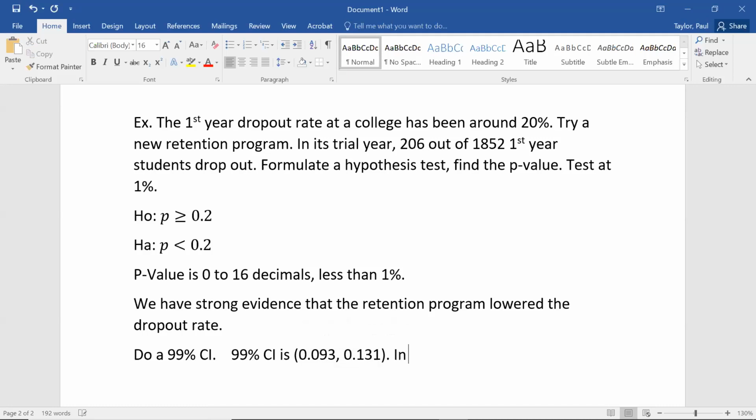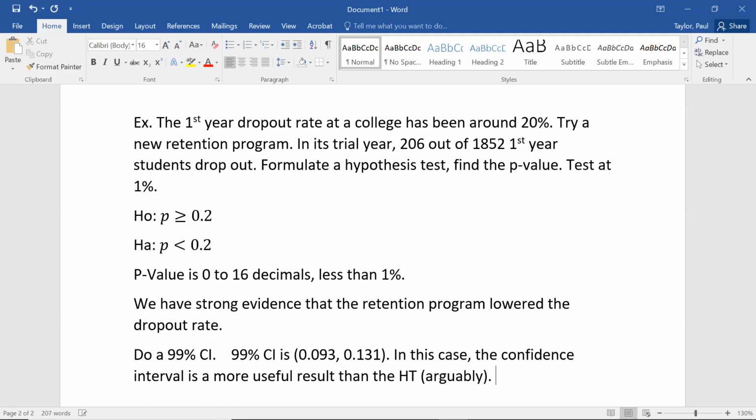So in this case, the confidence interval is a more useful result than the hypothesis test, arguably, I guess. And usually I tend to like confidence intervals better because it doesn't just tell you, it tells you where the number is going to be. So if you want the number to go down, the hypothesis test only told us that it went down. It doesn't tell us how much it went down.